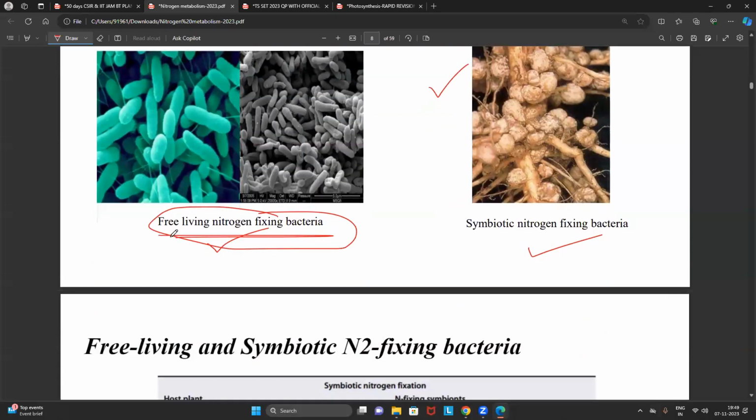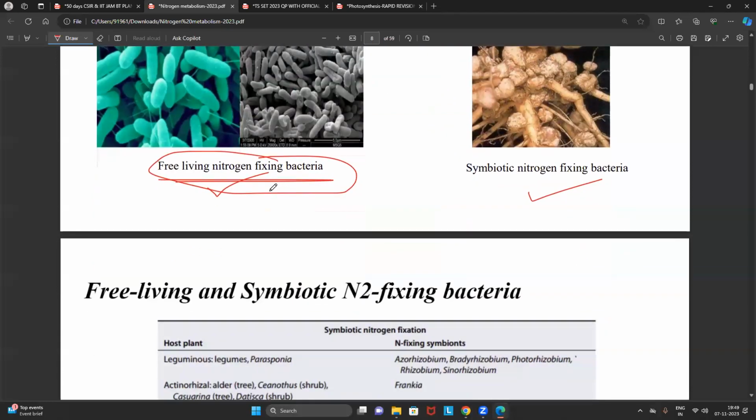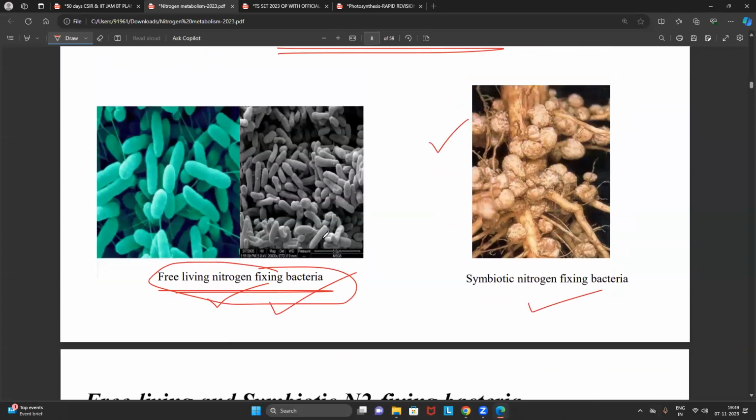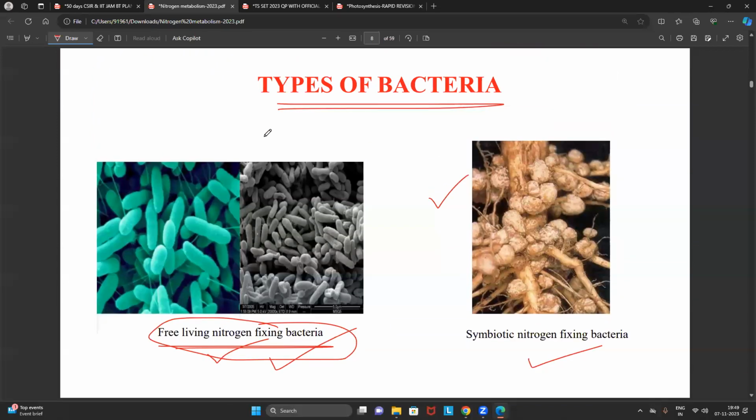But if you look into the free living, it won't depend on anyone. It will grow on its own, it will develop on its own, and it has the ability to fix the nitrogen. The point is very clear. Both free living bacteria and symbiotic bacteria, both have what enzyme? Both bacteria have the nitrogenase enzyme. Never get confused with the statement.